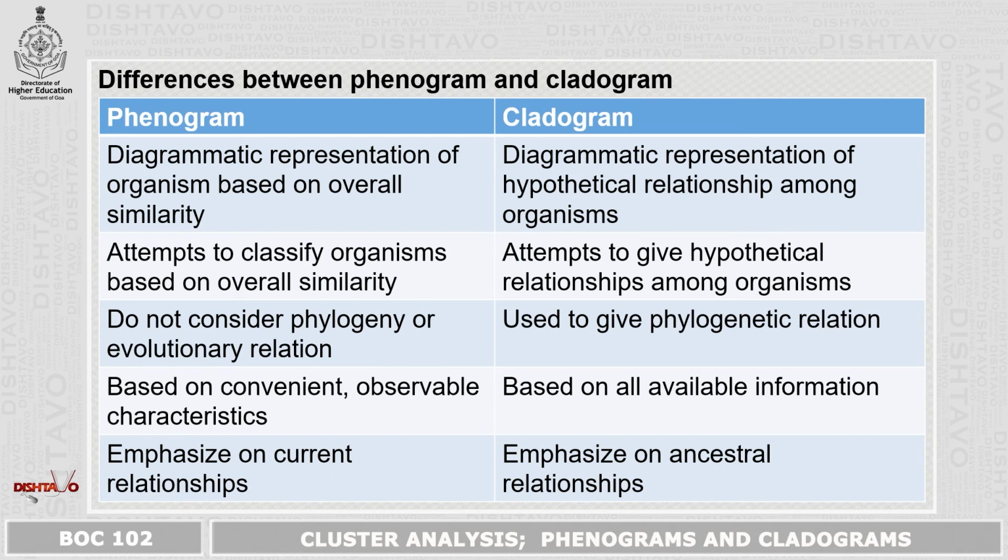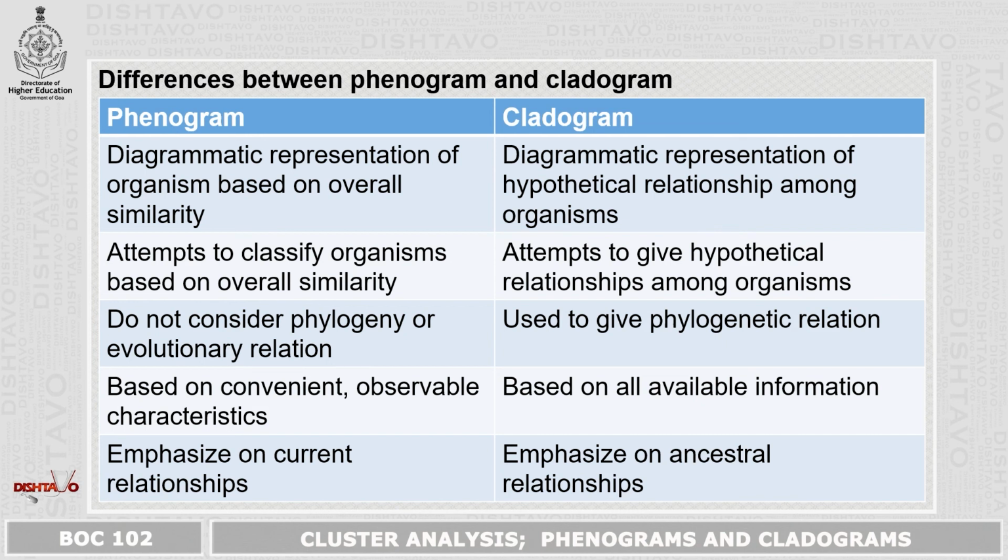Phenograms do not consider phylogeny or evolutionary relationship. Cladogram is used to give phylogenetic relationship. Phenogram is based on conveniently observable characters. So you list the morphological or observable characters, and accordingly you construct the phenogram. Whereas the cladogram is based upon all the available information. It will be morphology, physiology, genetics, biochemistry, ecology, all the fields, whatever information is available, all will be considered to construct the cladogram.